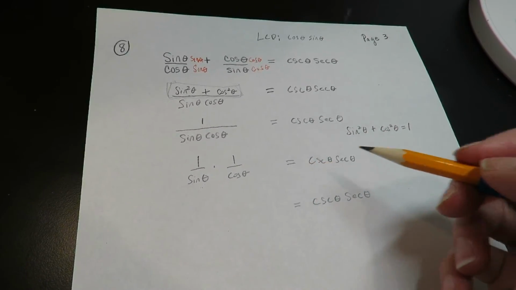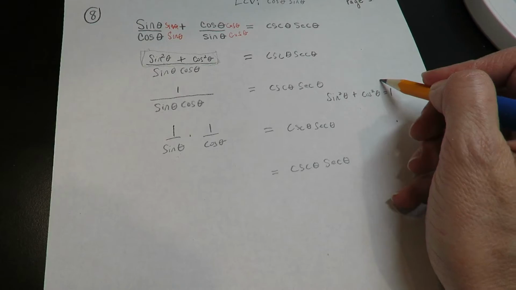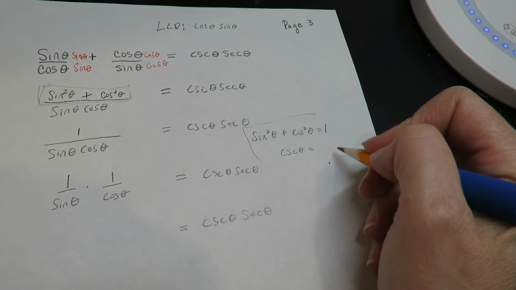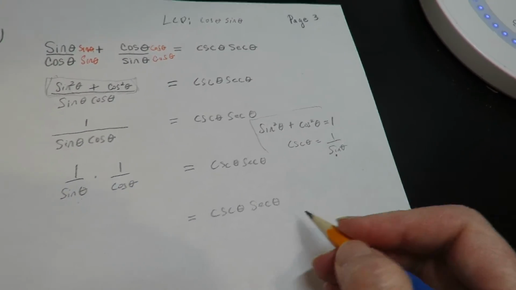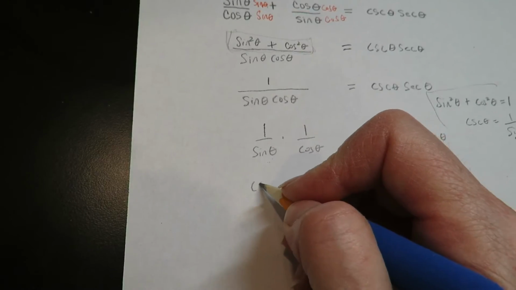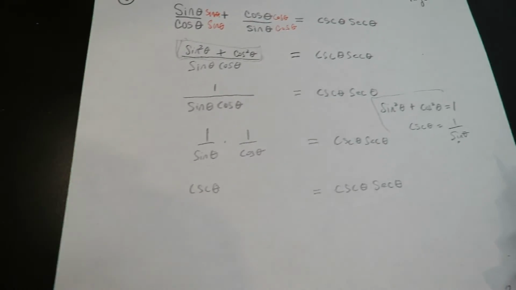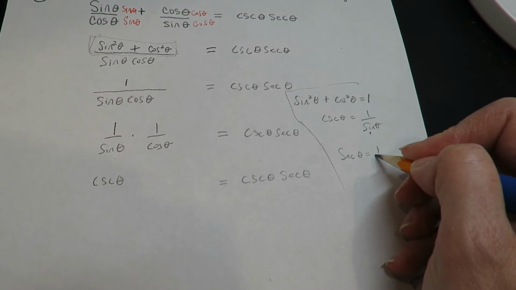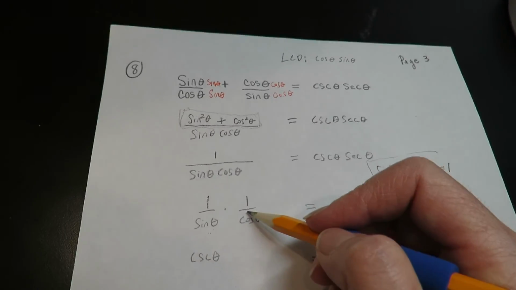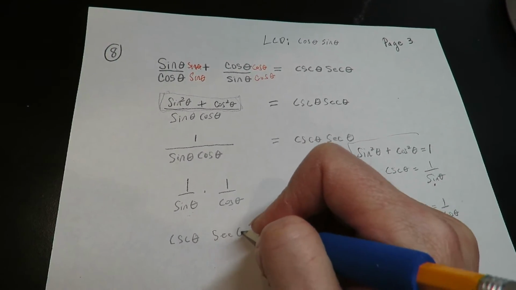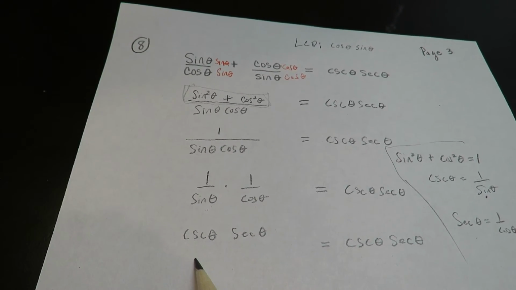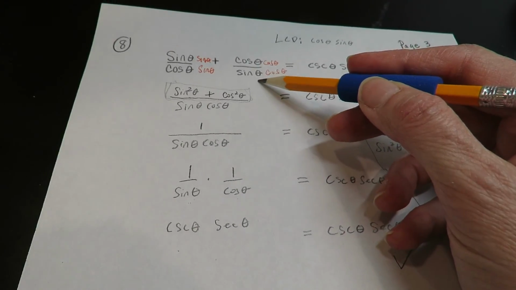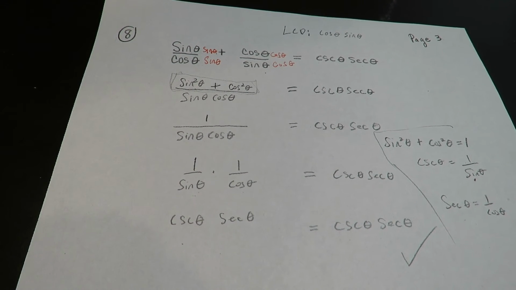Good, the reciprocal identity. The reciprocal identity says that cosecant of theta is equal to 1 over the sine of theta. So I can replace this with cosecant of theta. And likewise, secant of theta equals 1 over the cosine of theta, so I can replace this with secant of theta. So now you can see that I've made the left side look like the right side, and therefore we've finished proving that this is indeed equivalent to that by using our identities.